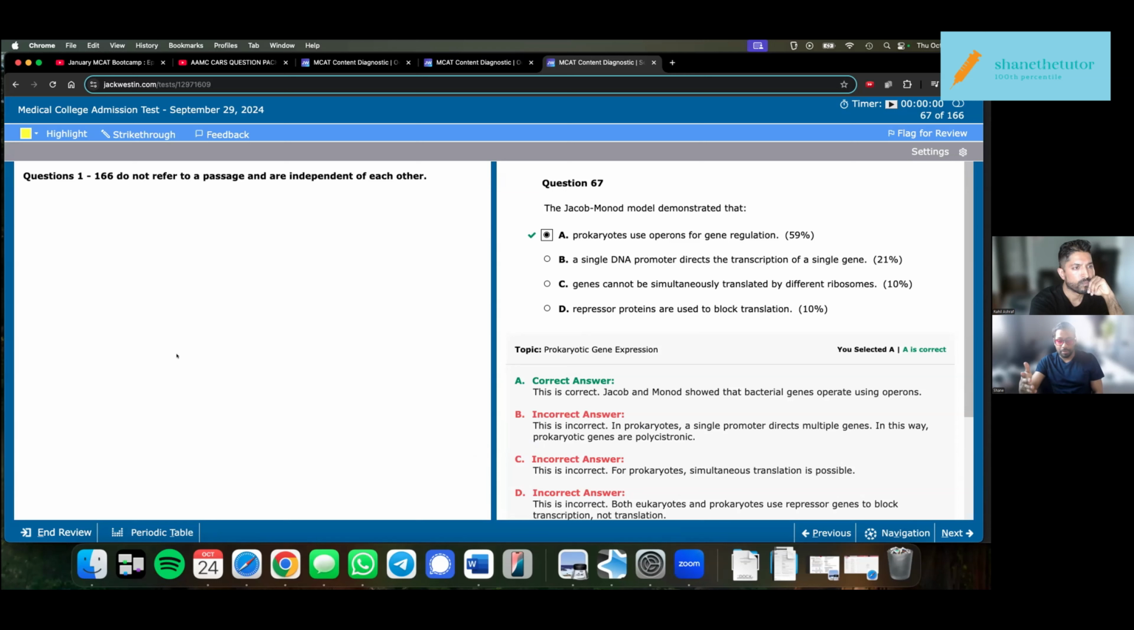So therefore it must be separate, right? You have to separate the transcription, which happens in the nucleus, from the translation that happens outside of the nucleus. And prokaryotes don't have nuclei, so there's no compartmentalization there. It can transcribe and translate at the same time.